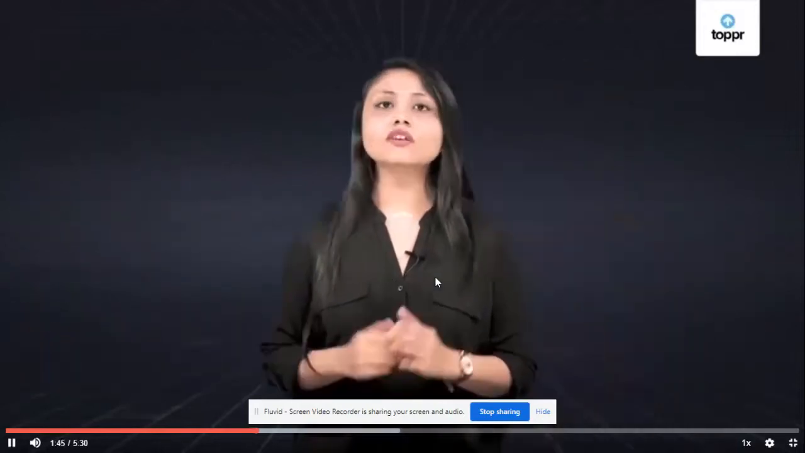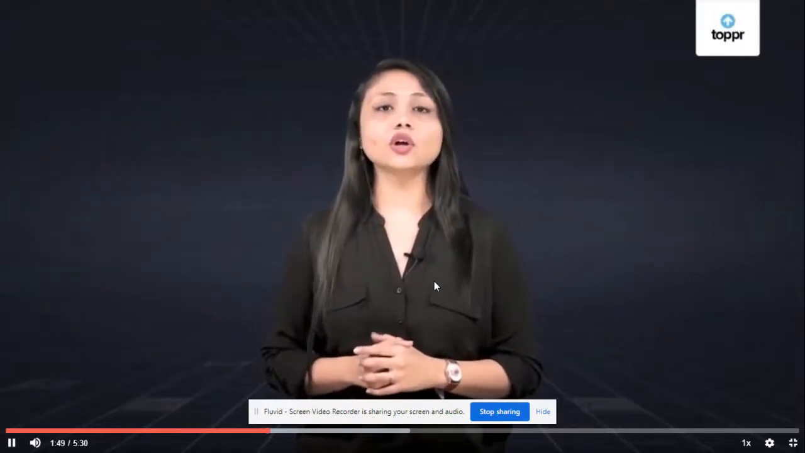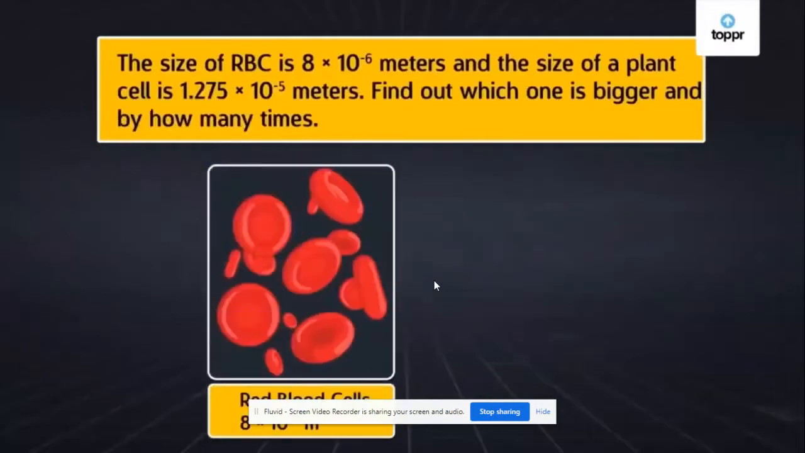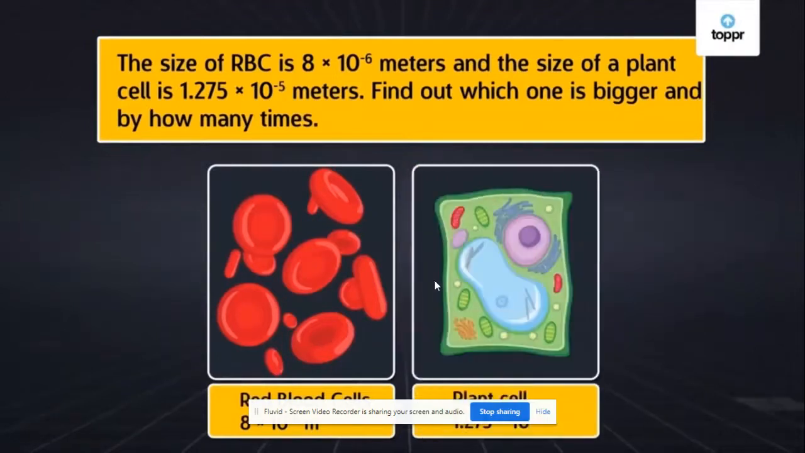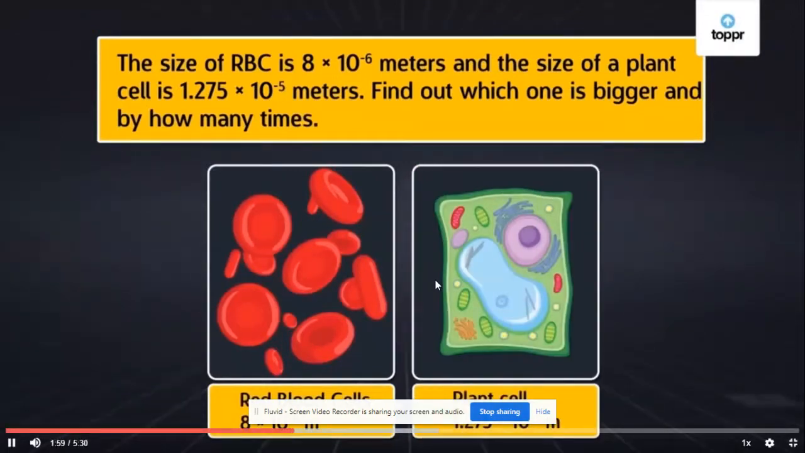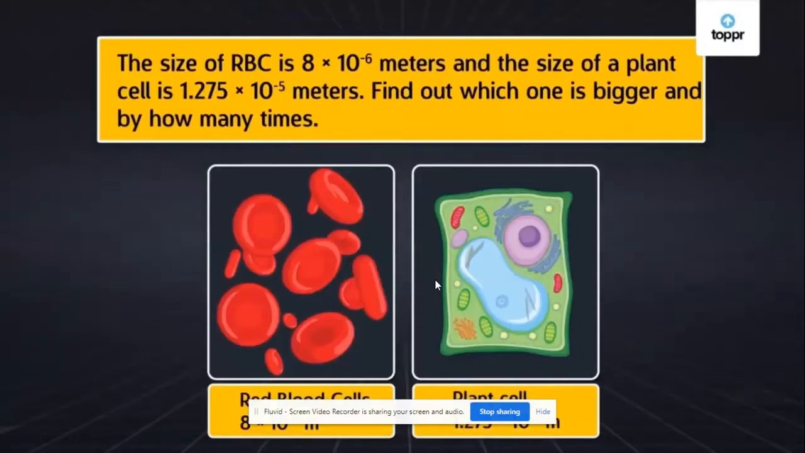We have learnt about the standard form of a number. Let us now try and solve some problems using this knowledge. The size of RBC is 8 times 10 raised to the power of minus 6 meters and the size of a plant cell is 1.275 into 10 raised to power minus 5 meters. Find out which one is bigger and by how many times.